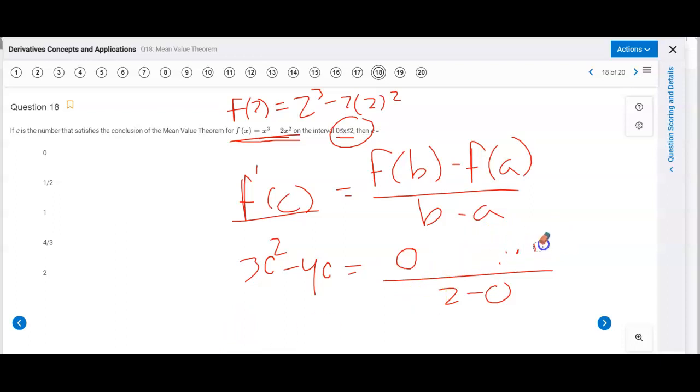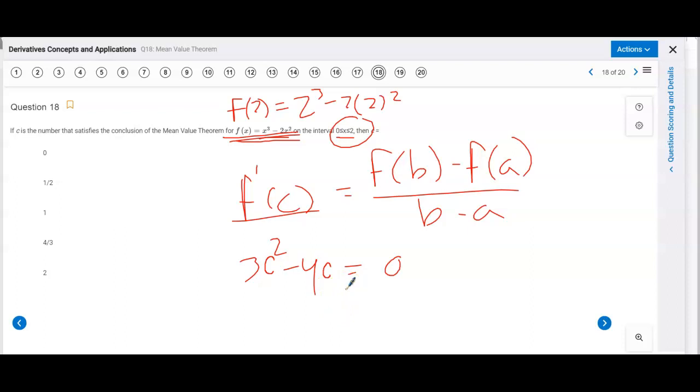And 0 minus 0 on the top makes 0, right? And on the bottom we have 2. So basically we're left with 0 over 2, which if you simplify that fraction, you're just going to have 0. Anytime the numerator is 0, the whole thing's 0. So we have this equation, and we need to solve for c. Okay? So that's how you do the mean value theorem. Find the derivative, plug in c, do the average value with the endpoints, set them equal to each other, and solve for c. And a lot of times it will turn out to be like a quadratic kind of equation, but doesn't have to necessarily.